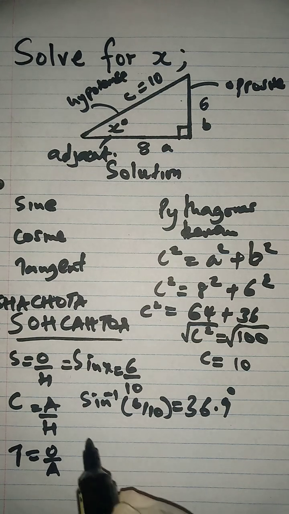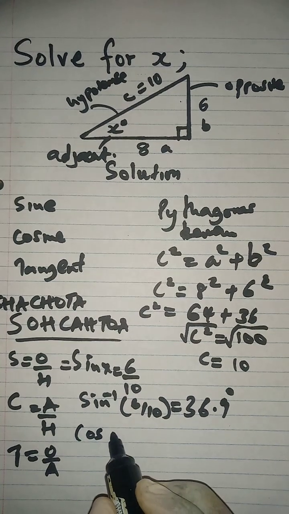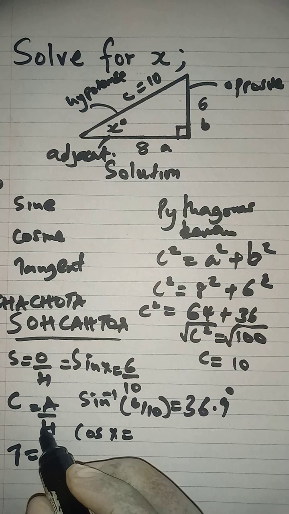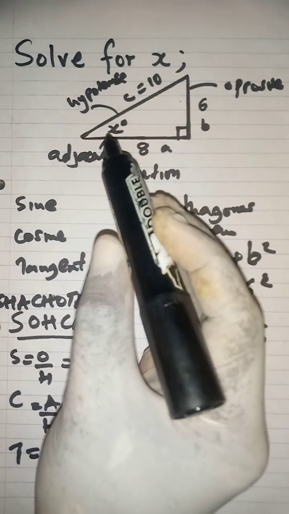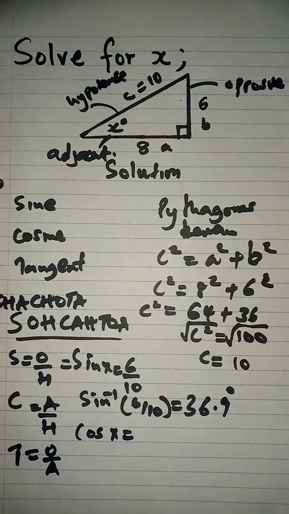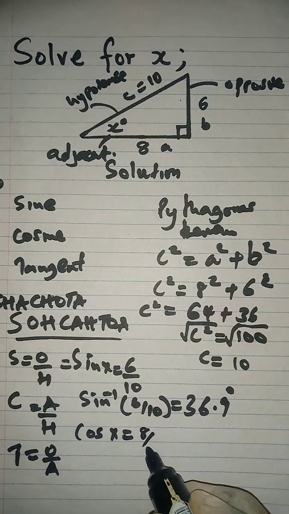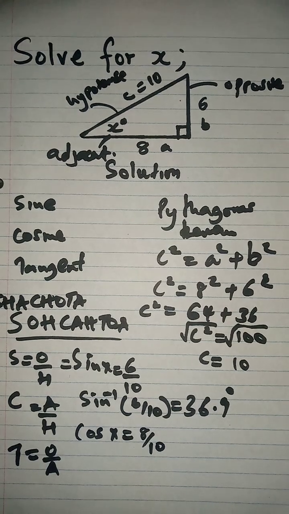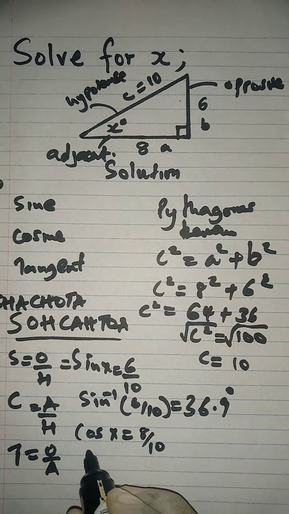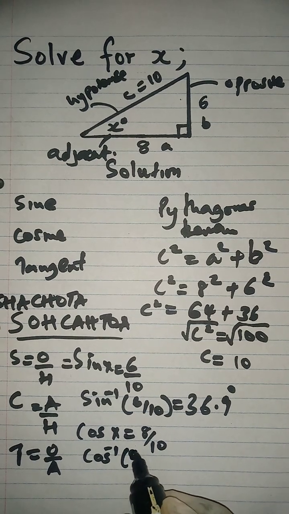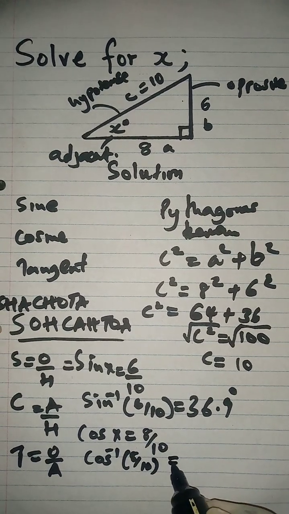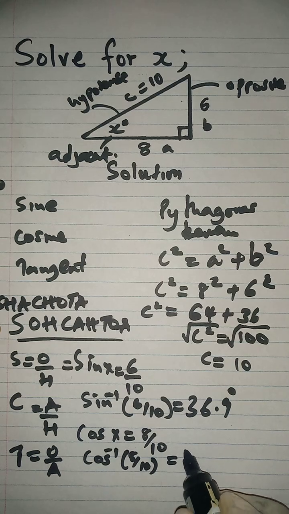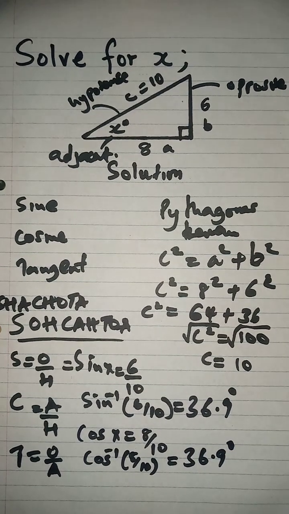If I'm going to use the cosine, I'm going to say that the cos of x is equal to adjacent over hypotenuse. Adjacent to x is actually 8 over the hypotenuse, which you can see is 10. Meaning the cos inverse of 8 over 10, you can compute it in your calculator, and of course it gives us the same angle as the sine.